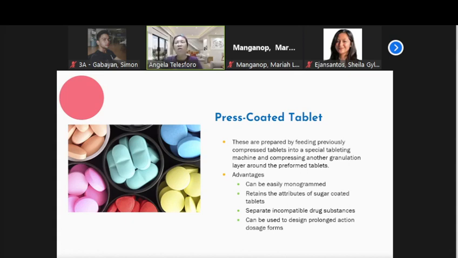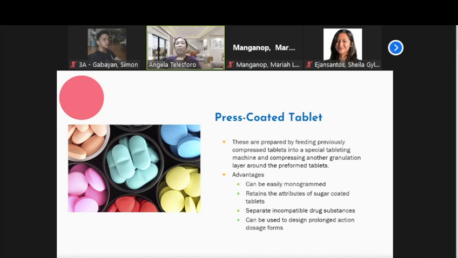And why do they make this? Because of safety reasons, kasi yung product nila ginakopya, gina-fabricate, so for that, gilagyan nila, no? Press-coated tablet. Retains the attributes of sugar-coated tablets, separate incompatible drug substances, and can be used to design prolonged action dosage forms.